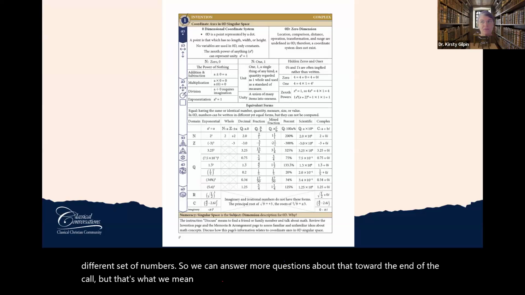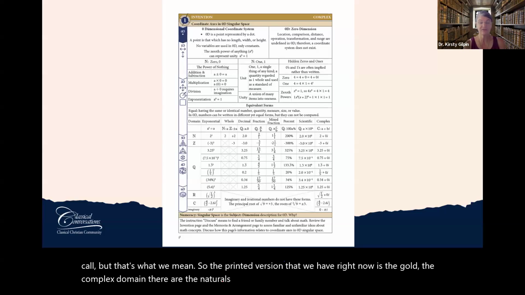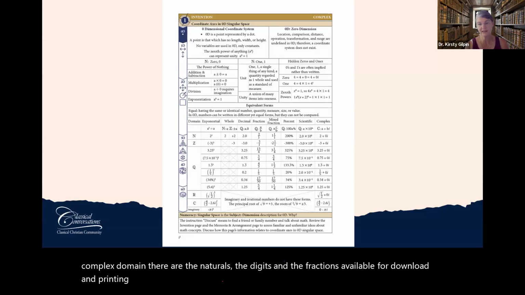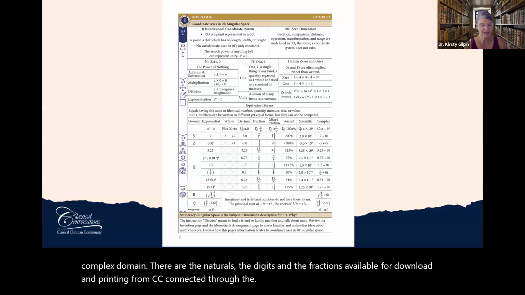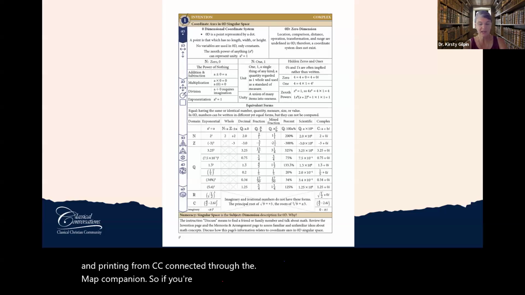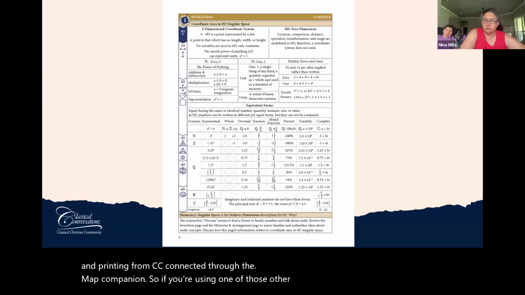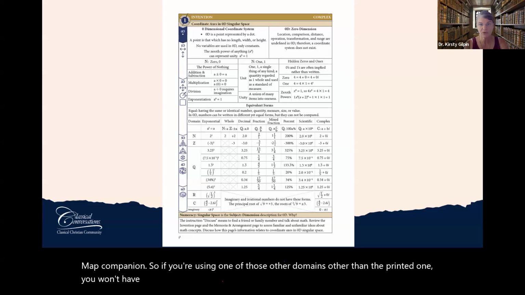The printed version that we have right now is the gold, the complex domain. There are the naturals, the digits, and the fractions available for download and printing from CC Connected through the Math Map Companion. So if you're using one of those other domains other than the printed one, you won't have these 2 pages that we're going to be talking about, but you can see them on the screen.